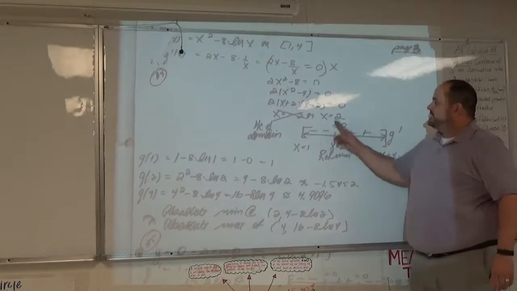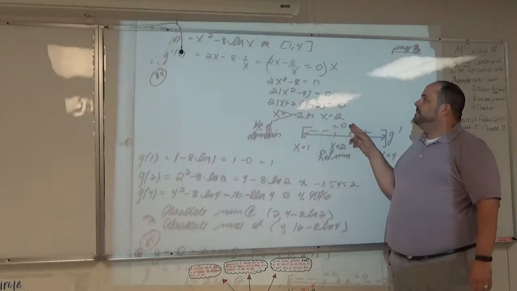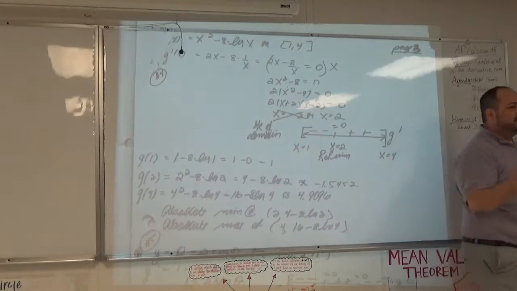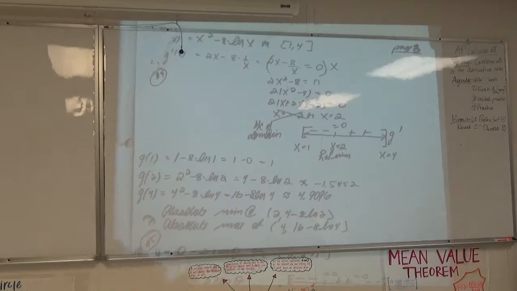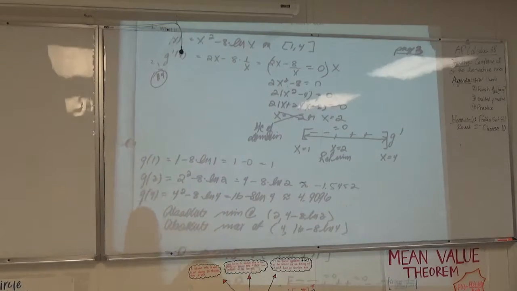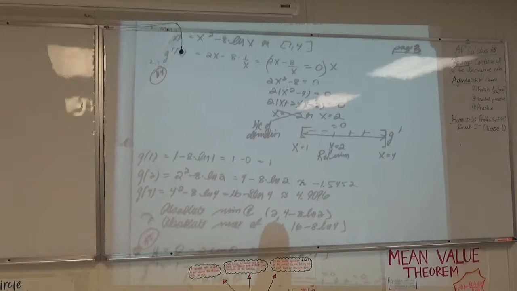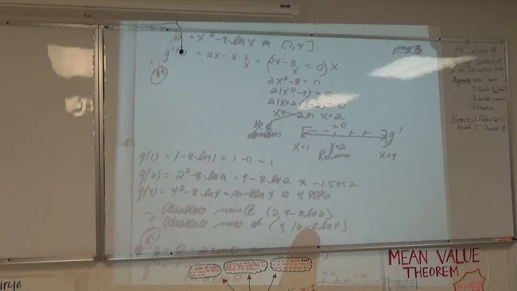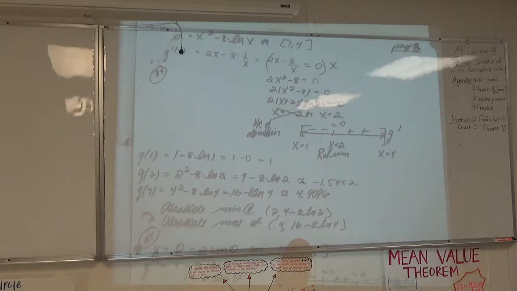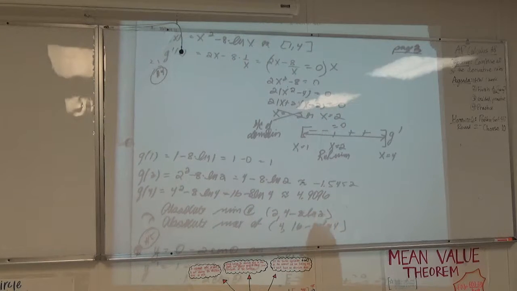Alright, so you're going to solve this equation. You get negative 2 and positive 2. Negative 2 is not in the domain, so I'm not interested. I evaluate, I evaluate, I evaluate. Absolute minimum at 2, 4 minus 8 natural log of 2. Absolute max at 4, 16 minus 8 natural log of 4. And there's no way you're going to evaluate those two numbers in your head. You're going to have to go to the calculator.